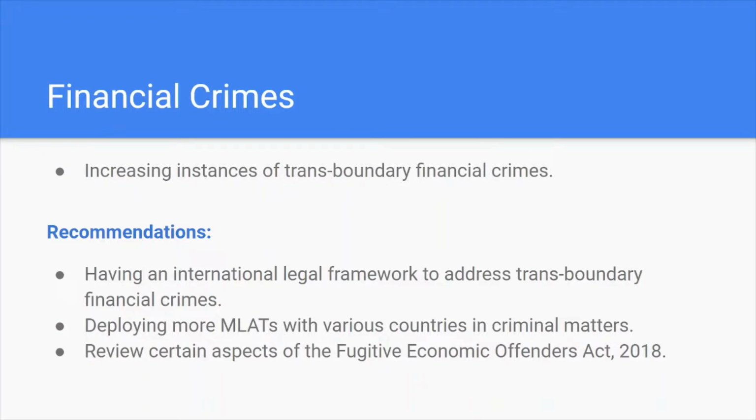The committee is of the view that this number of MLATs should be increased to seek more assistance in financial crimes. Also, the committee has suggested that the Fugitive Economic Offenders Act of 2018 should be reviewed. So you must be knowing that this act seeks to confiscate properties of economic offenders who have left the country to avoid facing criminal prosecution, or who have refused to return for fear that they will be prosecuted once they arrive within the territories of India.